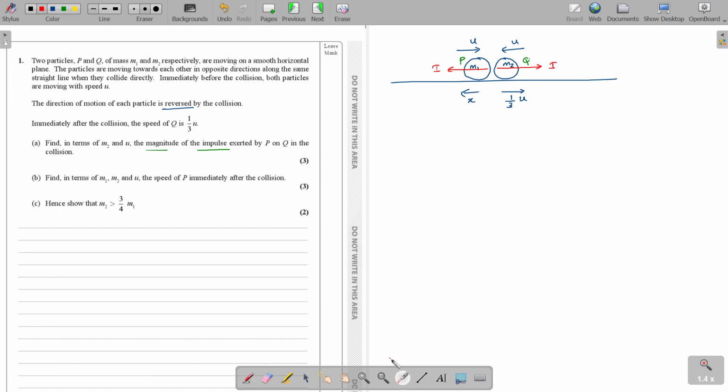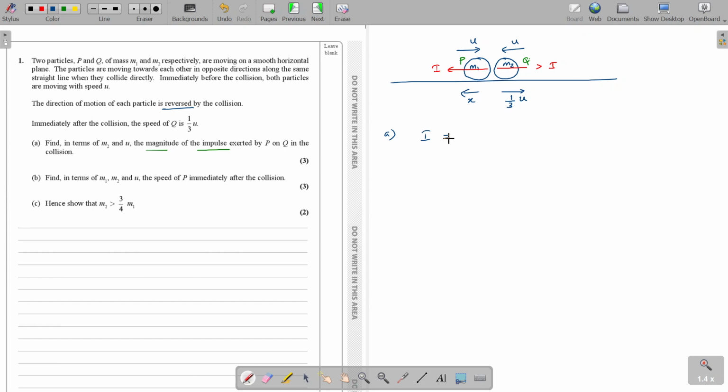So if you want to find the impulse in terms of M2 and u, you better apply I equals mv minus mu to particle Q. Both impulses are equal, but on particle P we would get it in terms of m1. They say exerted by P on Q, but even if it is Q on P, it's exactly the same impulse. There's no difference. So shall we apply I equals mv minus mu for part A?